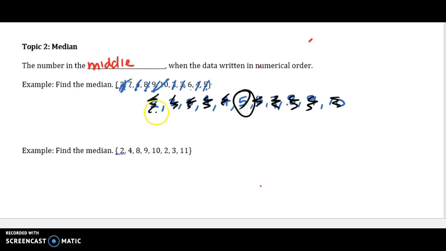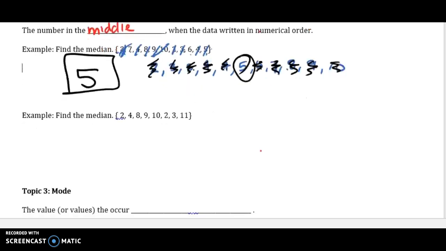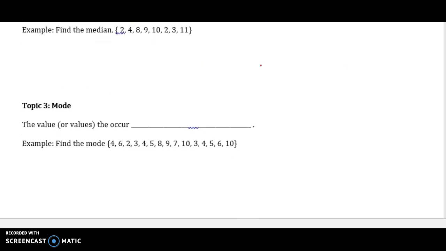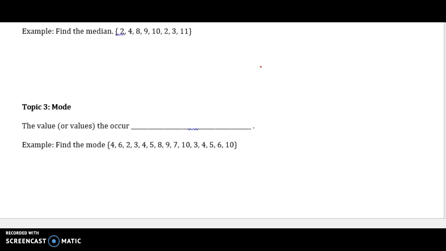I could also count and double check. I had 1, 2, 3, 4, 5 numbers on this end, 1, 2, 3, 4, 5 numbers on that end. So 5 is my median. This requires really no calculator. You just have to be able to put the numbers in order, which apparently I was not very good at last time. Okay, let's do it again because this one is slightly different than the previous one.